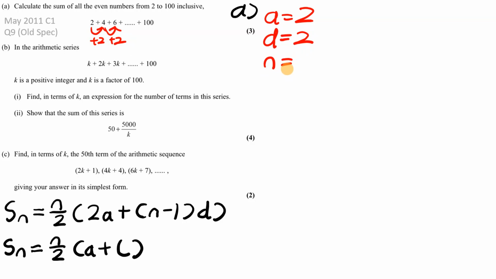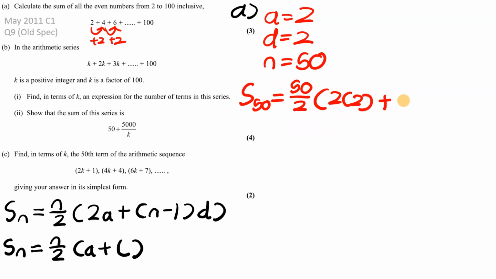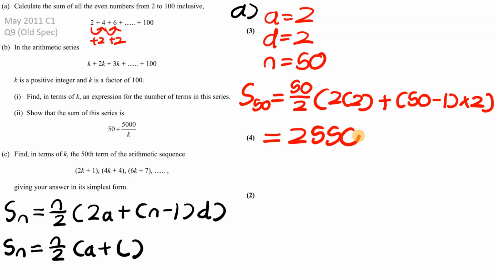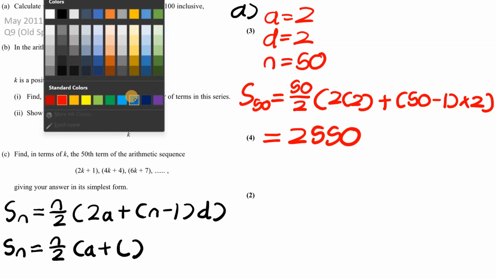So n is equal to the number of terms. Now remember, it's even numbers. If we were doing natural numbers up to 100, n would be equal to 100, but as we're only doing the even numbers, this is cut in half, so n is equal to 50. Therefore it's going to be S50 is equal to n over 2, so 50 over 2, and then 2a, so 2 times 2, plus n minus 1, so 50 minus 1, multiplied by d, which is 2. And if you put this into your calculator, this is equal to 2550. So this is the sum of the first 50 terms.